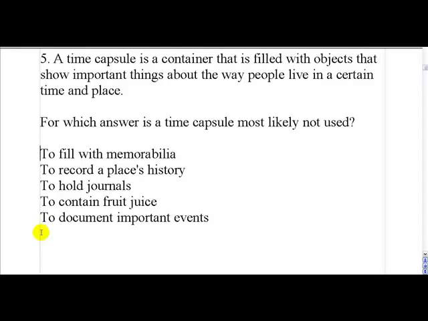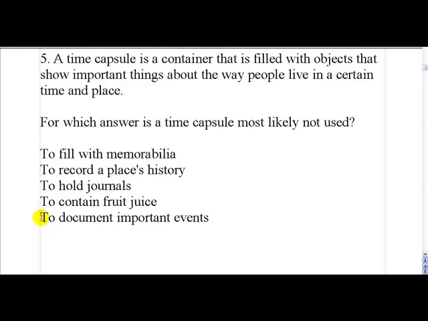Now you might not even know what that word means, but here's a trick. Maybe you know that, am I right? Memora, you know that it means memory. So bilia is simply something that reminds you of something. So memorabilia, you have to record a place's history, to hold journals, to contain fruit juice, to document important events.